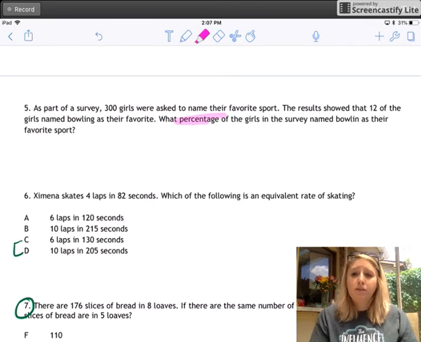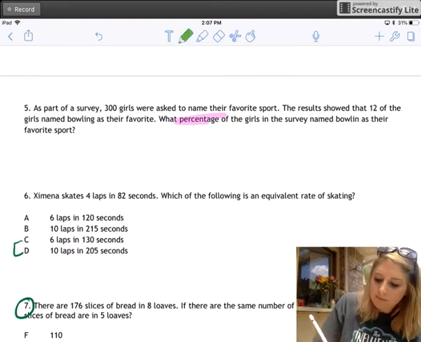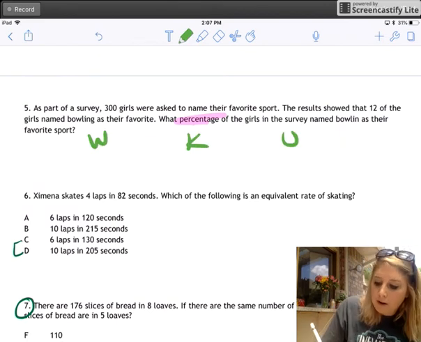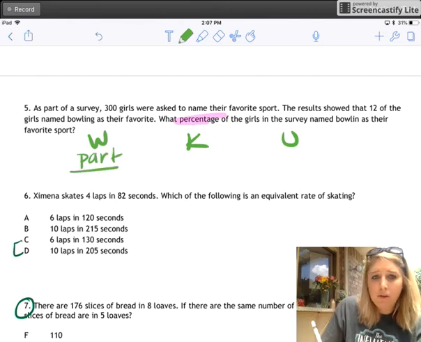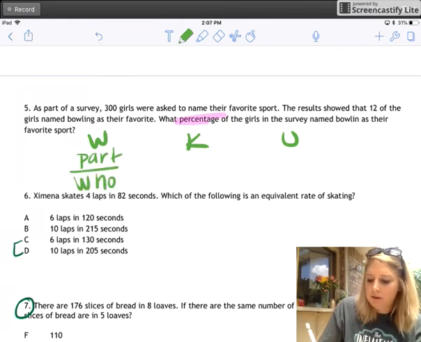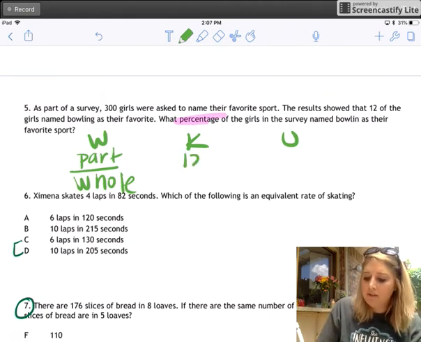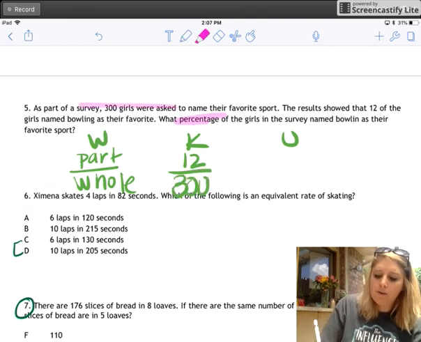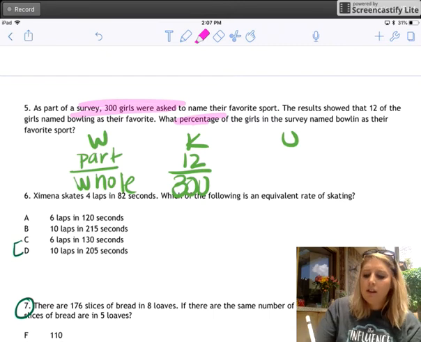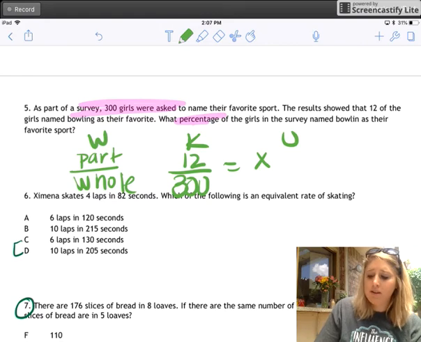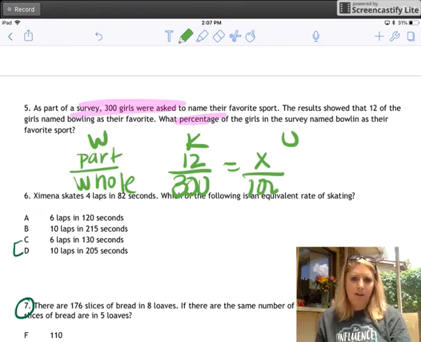So when it asks for a percentage, I know that I'm going to be using WKU. All right, and my words are going to be part over whole. Part over whole. So what I know is that 12 girls, that's my part, out of the total, the whole, 300 girls, here is going to set up my percent. I don't know my percent because it said what percentage, over a total of 100.